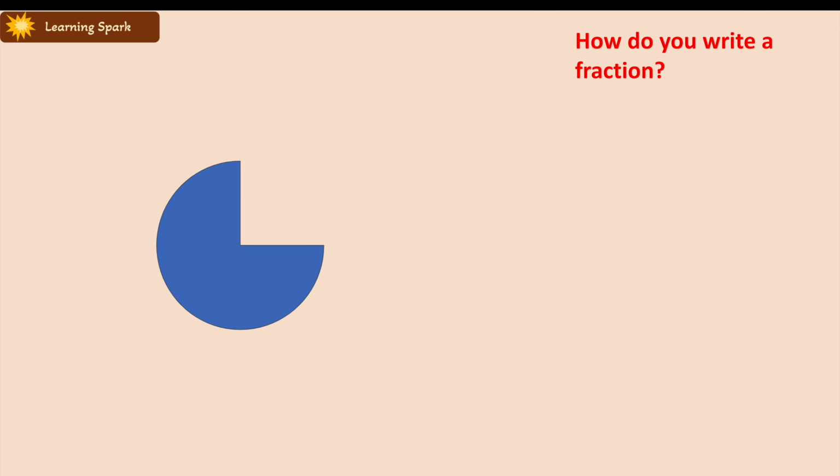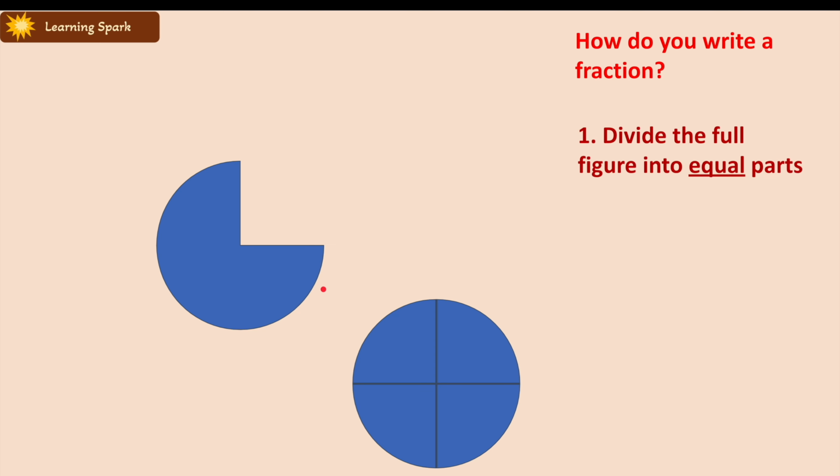So how do you write a fraction? Let's take this figure, and we will convert it into a fraction. The first rule is you divide the full figure into equal parts. So this is a figure. The actual full figure is a circle. You divide it into equal parts. So there are two lines. It divides into 4 parts.